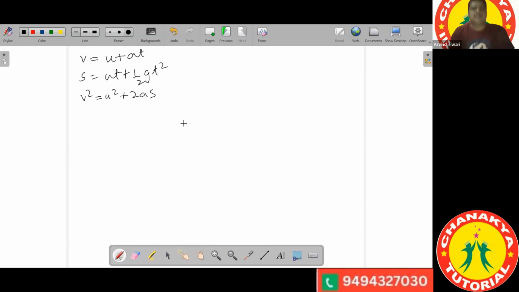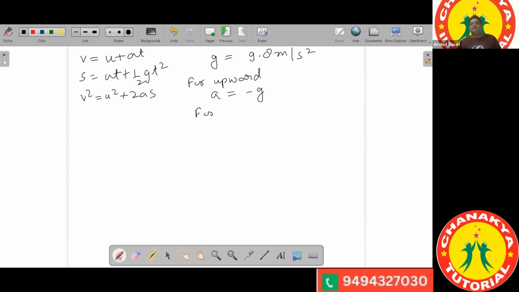Here we just saw that the value of the acceleration due to gravity, g, is 9.8 meter per second square. And we saw that for the upward motion, if any body is thrown vertically upward, for that case acceleration is equal to minus g. And for downward motion, we have acceleration equal to plus g. So these are the values that we had seen in the last class.